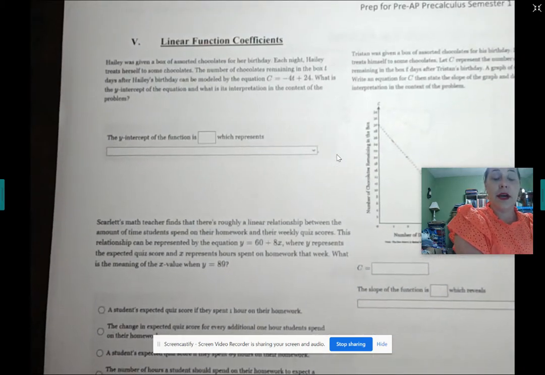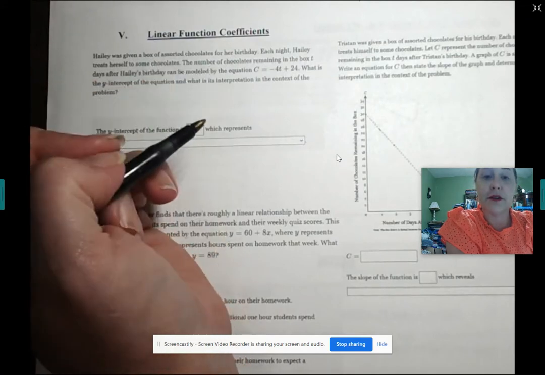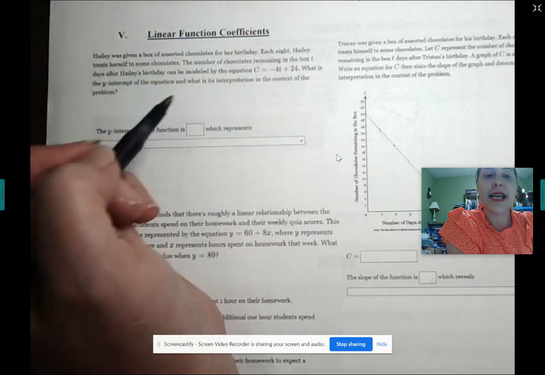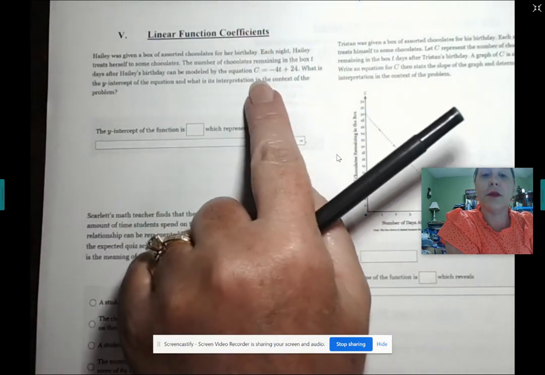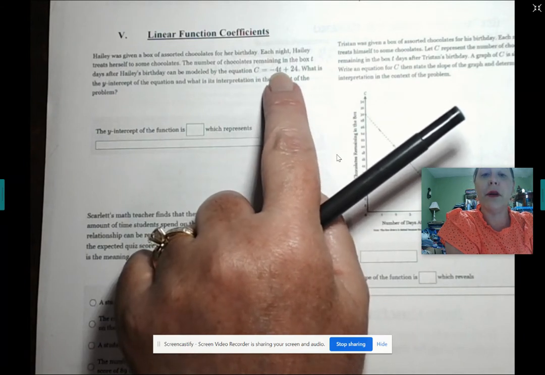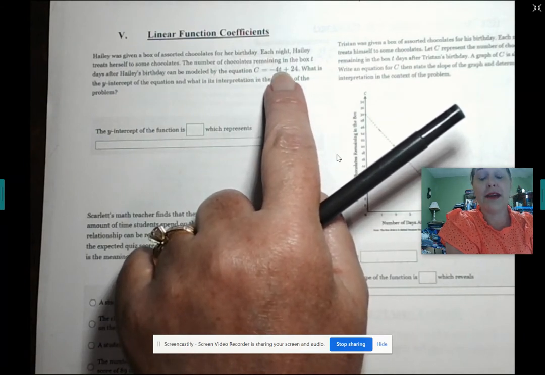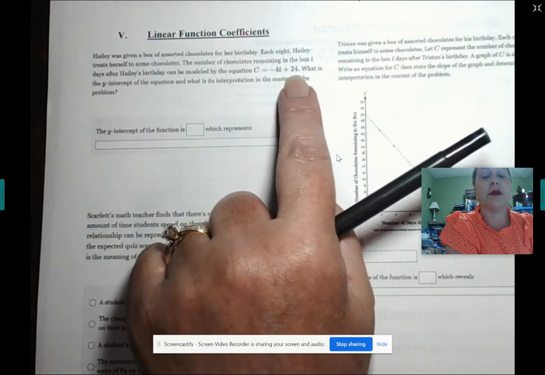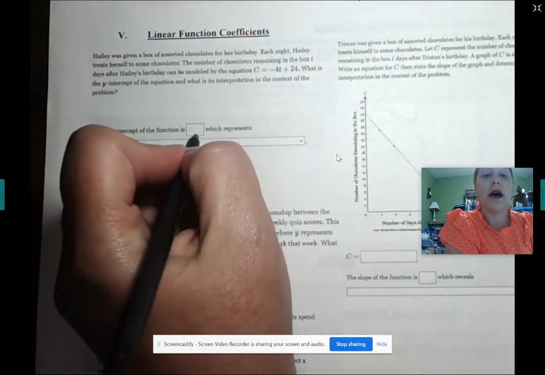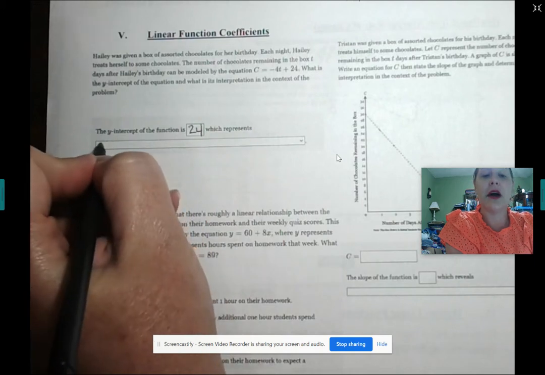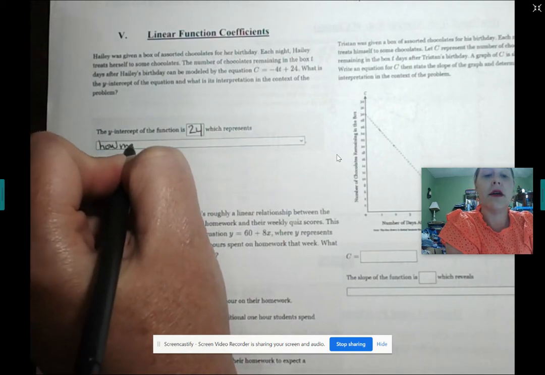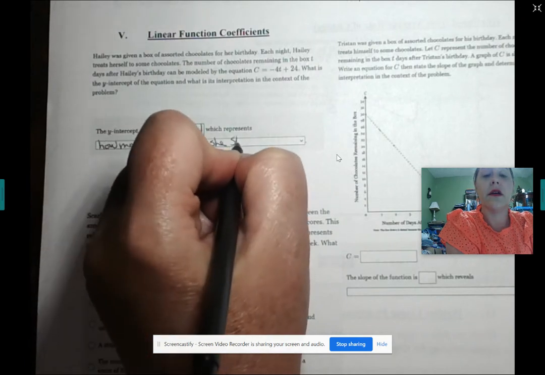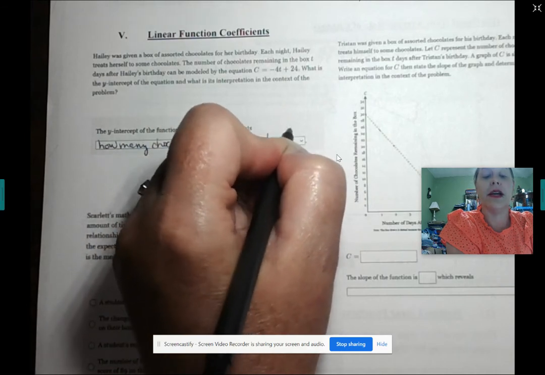Now, let's talk about if you're given a word problem. Haley was given a box of chocolates for her birthday. Each night, Haley treats herself to some chocolates. The number of chocolates remaining in the box, T days after her birthday, is modeled by this equation. So the number of chocolates left equals -4 per day, because she's eating 4 per night, plus 24. 24 is the y-intercept. That is the starting value. So that means when she received that box of chocolates, 24 means that's how many chocolates she started with, or how many were in the box when it was given to her, right?